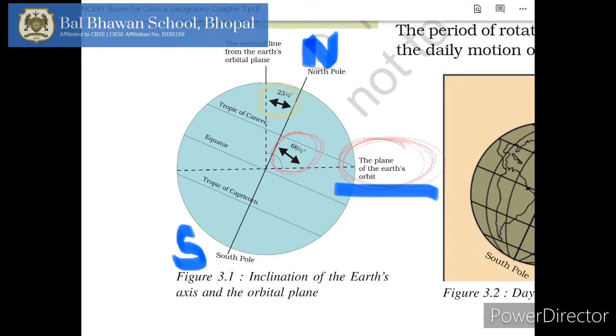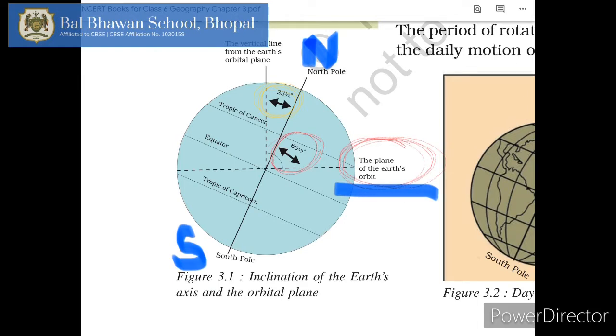The axis of earth, which is an imaginary line, makes an angle of 66.5 degree with its orbital plane. In the image, you can see there is a dotted line which is horizontal and there is an angle written, 66.5 degree. That means earth makes 66.5 degree with the imaginary line of the earth which indicates north and south. So this plane is called the orbital plane. The plane formed by the orbit is known as the orbital plane.